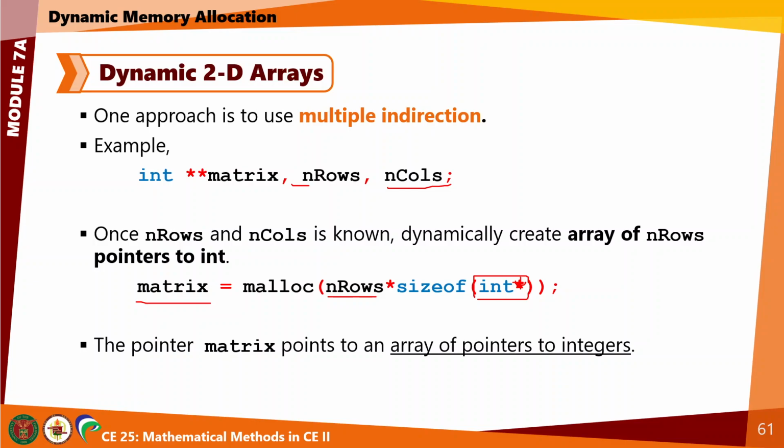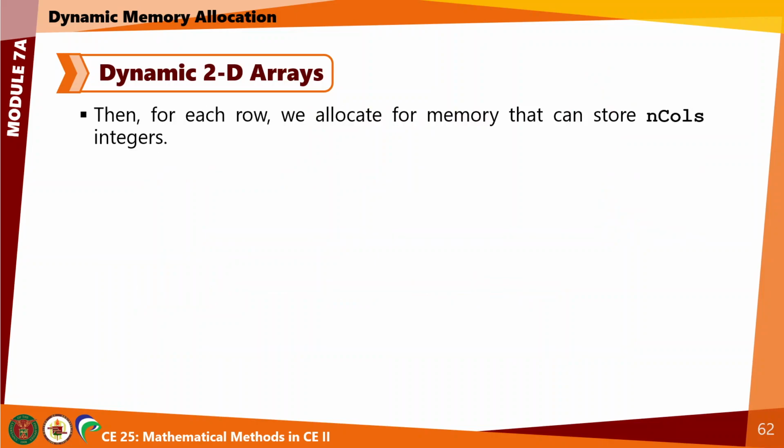Pero hindi pa natin na-allocate yung memory dun sa bawat matrix elements na yon. Okay? So, ito pa lang n rows. Meron tayong certain number of rows. Let's say row 0, row 1, row 2, row 3, until row n minus 1. Kasi bawat isang yan, pointers yan. Bawat row na yan, pointer to a certain integer. Okay? So that for each row na yan, mag-allocate pa ulit tayo for memory that can store naman n columns of integer.